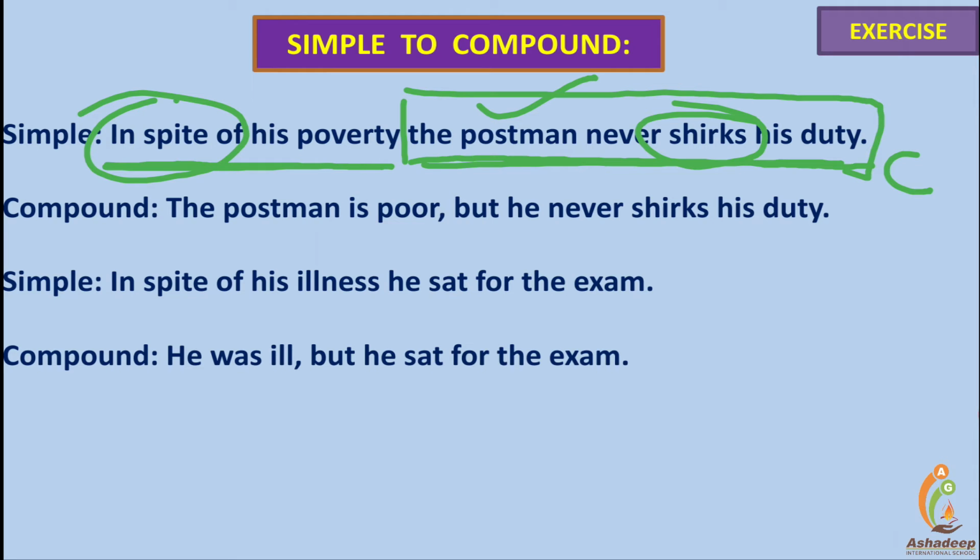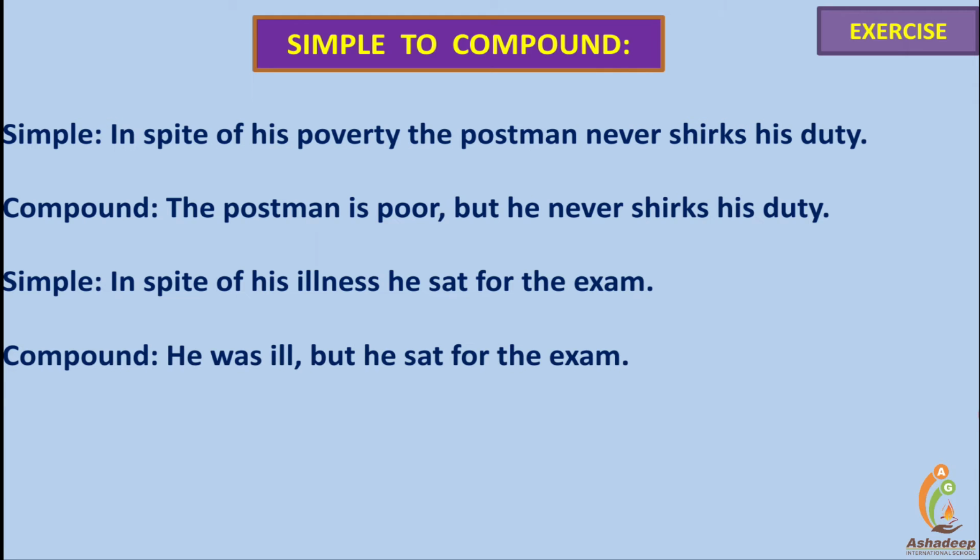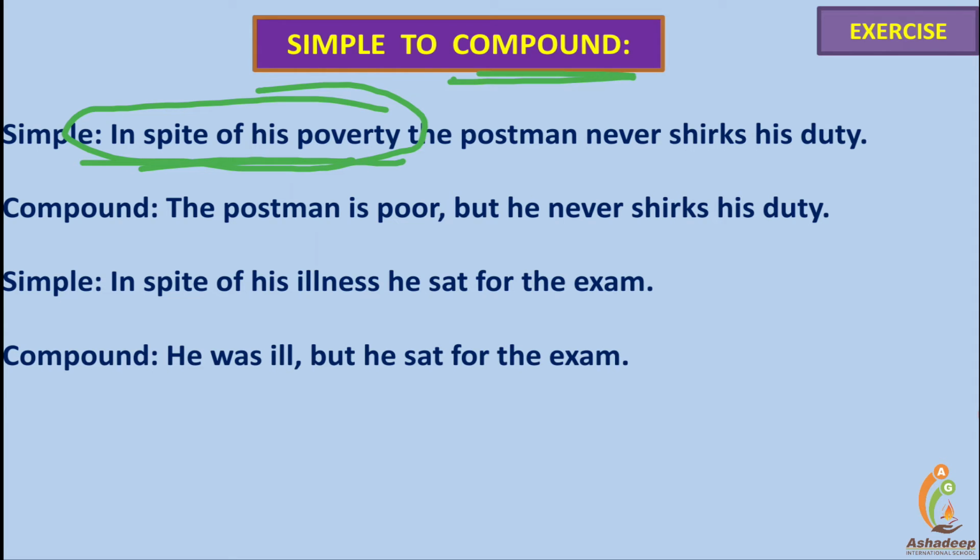In spite of his poverty, it's a phrase. Now, let us convert this part into a clause, because to make a sentence compound, there should be two clauses and both should be independent. Neither should depend on the other.